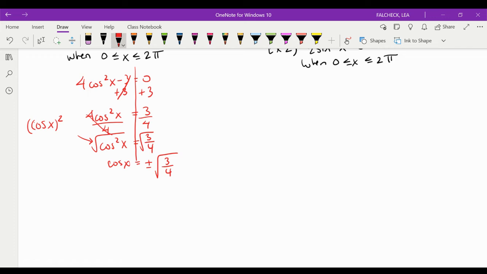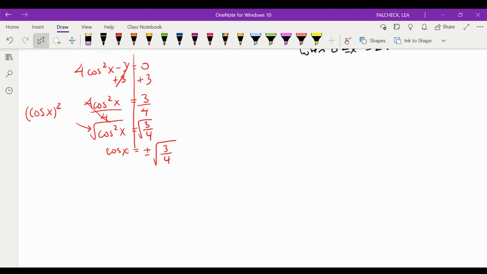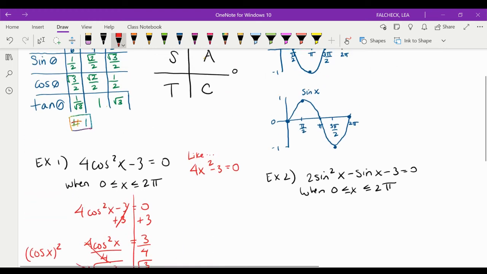Now, this is not in my table, right? The square root of 3 over 4 is not in my table. So let's try to rewrite it in a more familiar way, and maybe it'll look like something that's on the table once we redo it a little bit. So I would have plus or minus the square root of 3 over the square root of 4. I can rewrite this like that. And then, okay, I've got something good now. I've got the square root of 3 over 2. Okay, and that is certainly on my table.